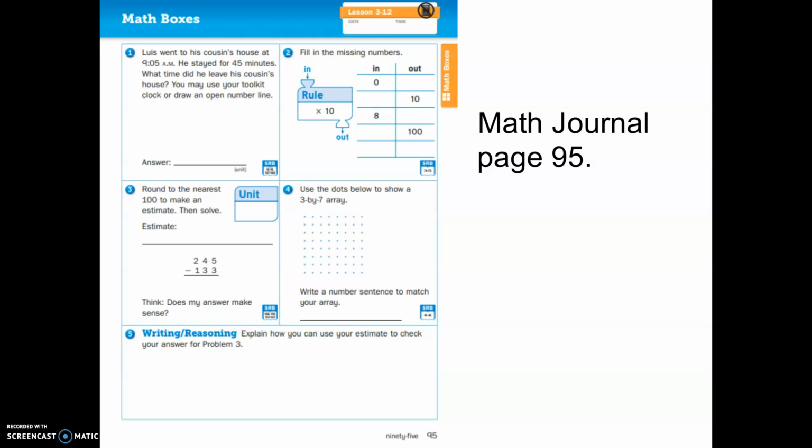You've got some estimating to do first for number 3. And then solve the problem. Solve the problem using a strategy that works best for you. You can look back in your math journal to look at some of the strategies that you've used, but you pick one that works best for you. Okay? And let me see if I have anything else here. Nope, that's it.